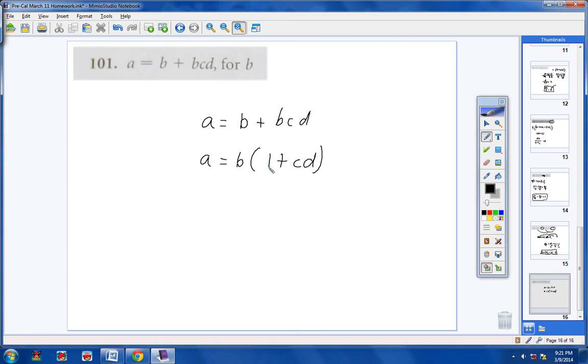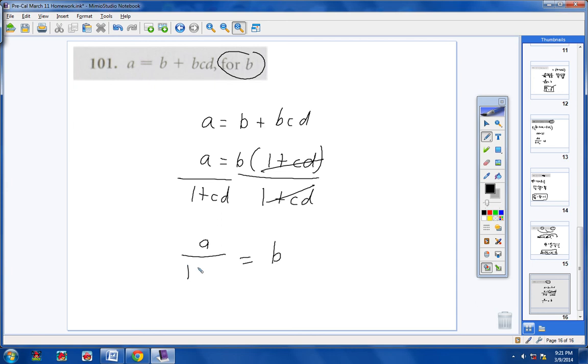1 plus cd. Alright? Now, if I want to get b by itself, which I do because the problem says solve for b, then I divide both sides of the equation by 1 plus cd. Okay? So bring down your equal sign. These cancel. You're left with just b. So here's b equals a over 1 plus cd. And there we go, we did it. We solved this equation right up here for b.